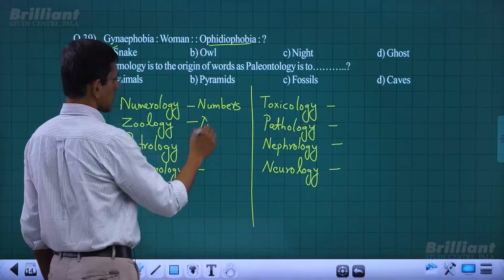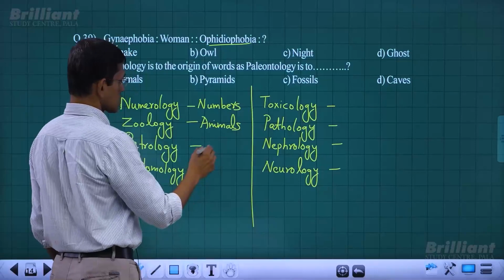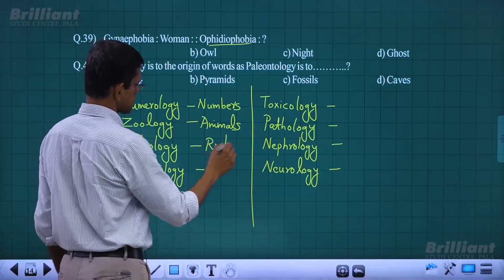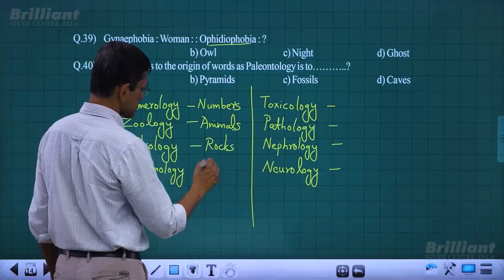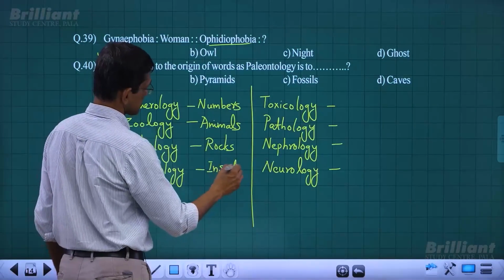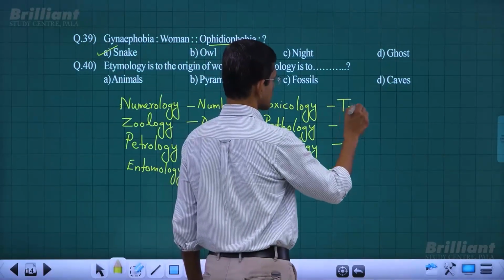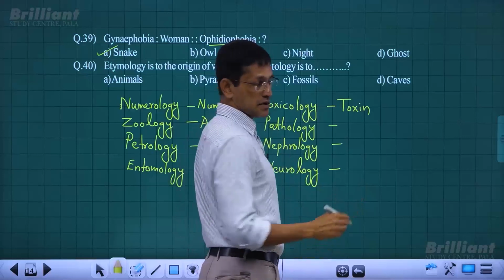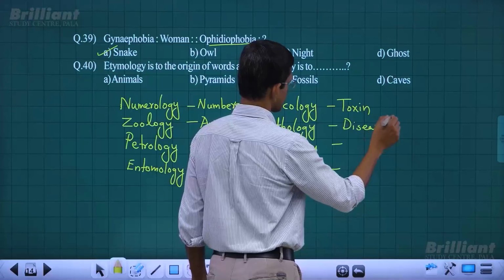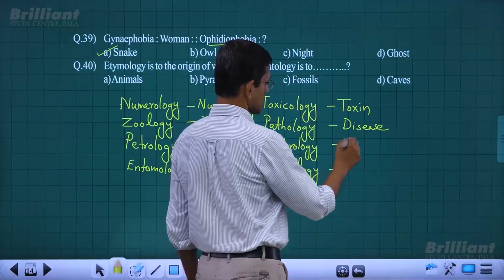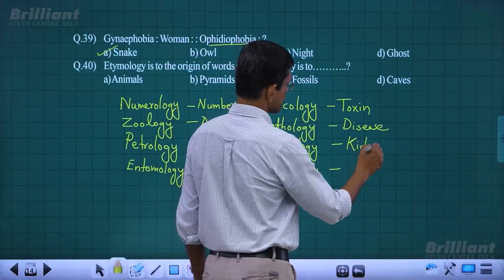And zoology is study of animals. Petrology, study of rocks. And entomology, study of insects. Toxicology, study of toxins or poisons, toxin. Pathology is study of diseases. And nephrology is study of what? Kidney related ailments. Kidney related.